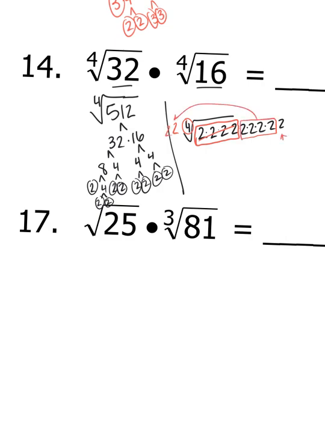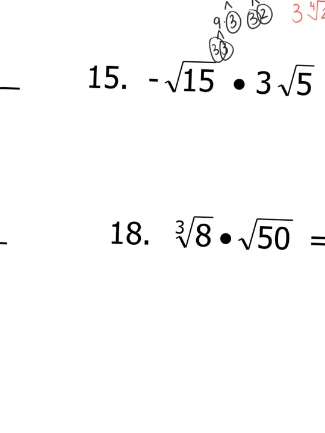And then I've got this loner inside, so a fourth root of 2 will be left over, and on the outside 2 times 2 gives me 4. My answer to 14 is 4 times the fourth root of 2. Wowza.